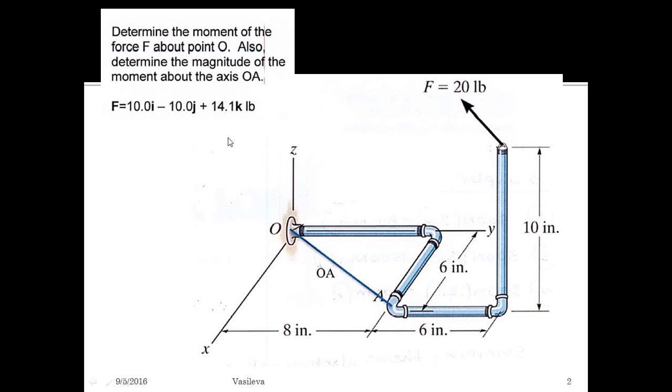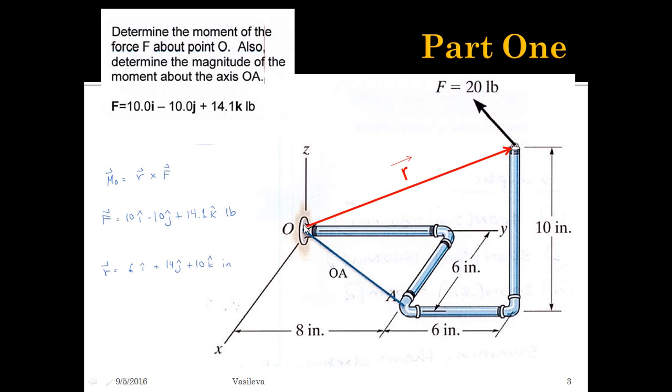In this first part, we're just going to find the moment that F causes about point O. The nice thing here is they've already given you F in magnitude and in vector form, so you don't have to fool around to find the vector form. For the first part, you always need to make sure that you label your R vector, or your position vector, from point O to the line of action of the force. Because then the first part is pretty simple. We know that the moment is R cross F, and they've already given us F. All we have to do is find R in vector form, and that's pretty simple as well.